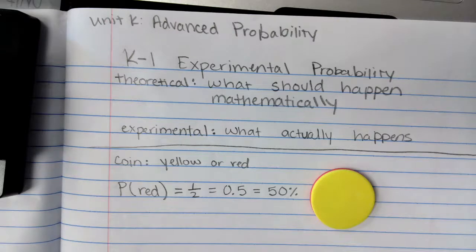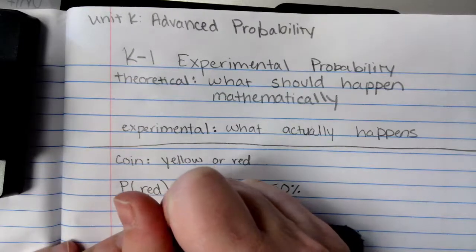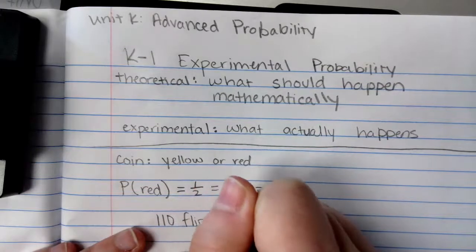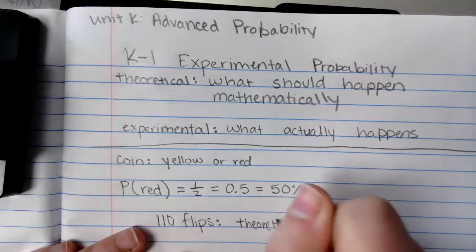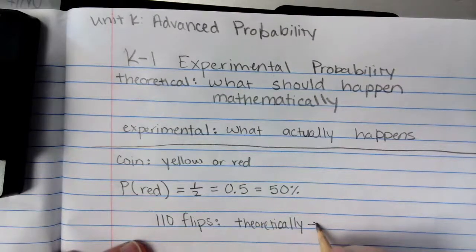All right, there are 22 of us, so we are all going to flip our coins 5 times. Okay, so 22 times 5. We're going to do it 110 times. Okay, so out of 110 flips, theoretically, we should get red how many times?